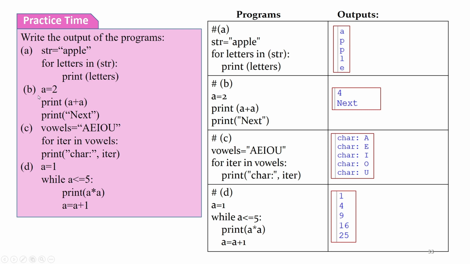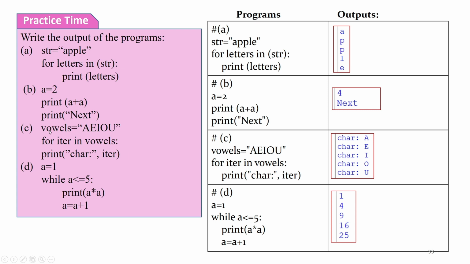In the second program, a equals 2 and print a plus a, print next. So what is it going to print? The value of a is 2 and it is going to print a plus a, that is 2 plus 2. So it will print 4 and then it will print the word next.